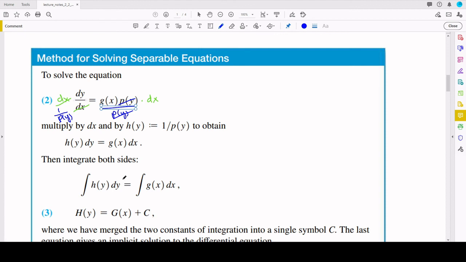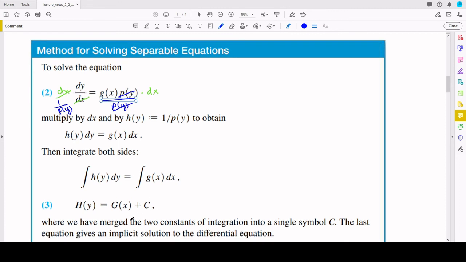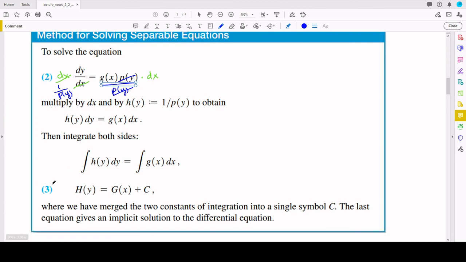There's a constant of integration on the left, and there's a constant of integration on the right. We can think of this as c1 and c2, but then by subtracting c1 from both sides, you just get one single constant of integration. So this last equation then gives an implicit solution to the differential equation.